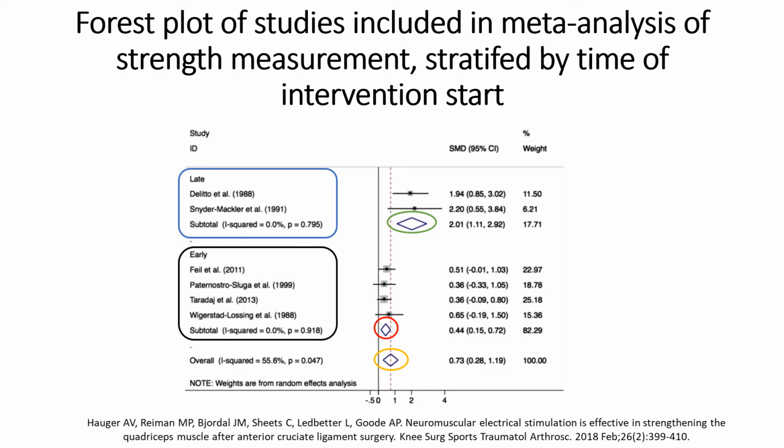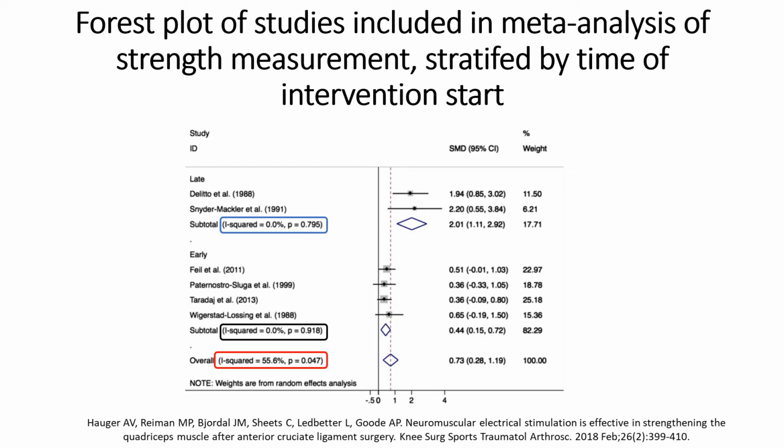If we look at the 4 studies that started earlier in the course of rehab, within that first postoperative week, you can see the standardized mean difference or the effect size was listed at 0.44. And comparing the effect size from the early group to the late group, you can see there's really a large difference in terms of the clinical effect. Again, comparing an effect size of 0.44 to 2.01, that should really drive your clinical decision making as to not only using neuromuscular electrostimulation, but when you would want to apply it.